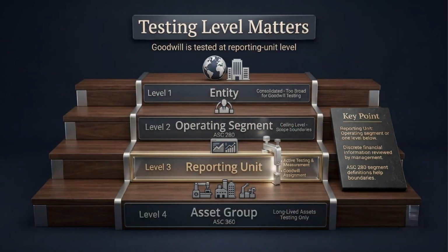The testing level is one of the most important points in goodwill impairment. Goodwill is not automatically tested at the whole company level, it is tested at the reporting unit level. The hierarchy starts with the entity, then operating segments, then reporting units, and then asset groups. Asset groups are important for long lived assets under ASC 360, but goodwill testing focuses on the reporting unit. A reporting unit is an operating segment or one level below an operating segment when it is a business with discrete financial information reviewed by management. ASC 280 helps identify the segment boundaries.